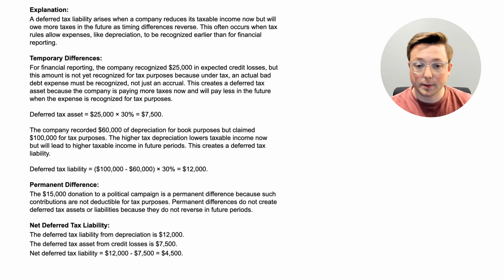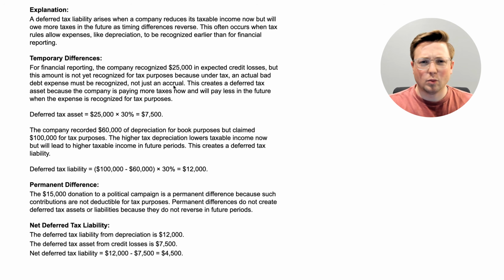For financial reporting, the company recognized $25,000 in expected credit losses, but this amount is not yet recognized for tax purposes, because under tax, an actual bad debt expense must be recognized, not just an accrual. This creates a deferred tax asset because the company is paying more taxes now and will pay less in the future when the expense is recognized for tax purposes. So I'm just going to reiterate that one more time. This creates a deferred tax asset, and we're going to talk about the calculation in just a second, but this creates a deferred tax asset because they're paying more taxes now so that in the future they are going to pay less taxes. That's why it's a deferred tax asset.